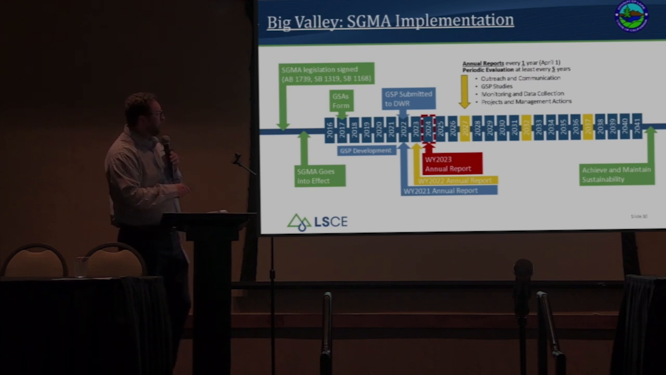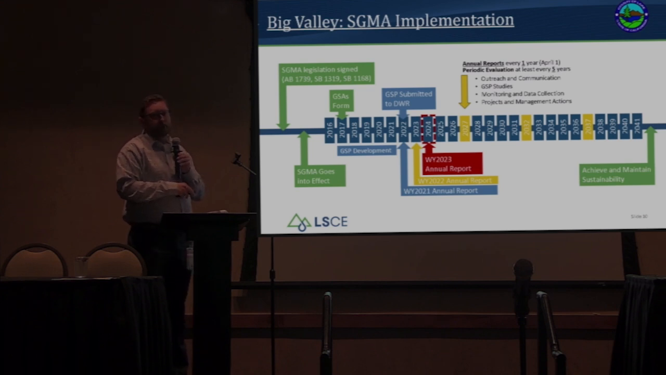From there, we applied through the district for some Prop 68 funds in 2019, 2020 for about $1.4 million to develop a groundwater sustainability plan, as our basin was determined to be a medium priority. And we were awarded that money in 2020. Through 2020 to 2022 was the development of that plan.